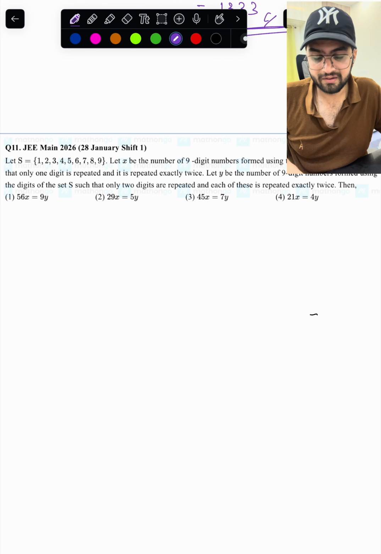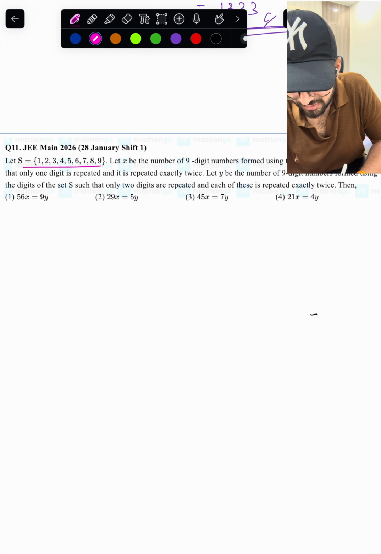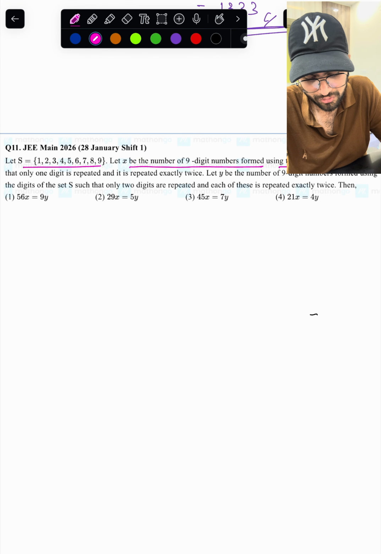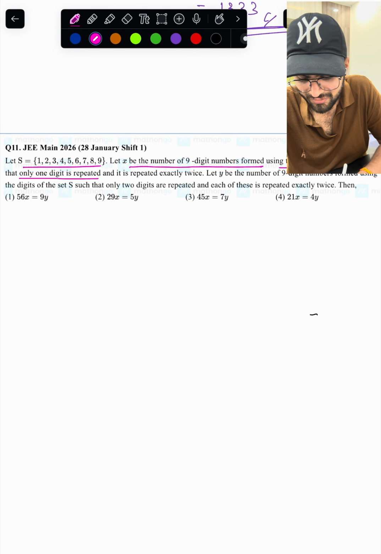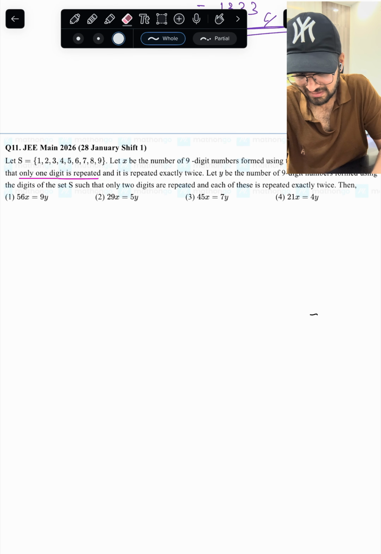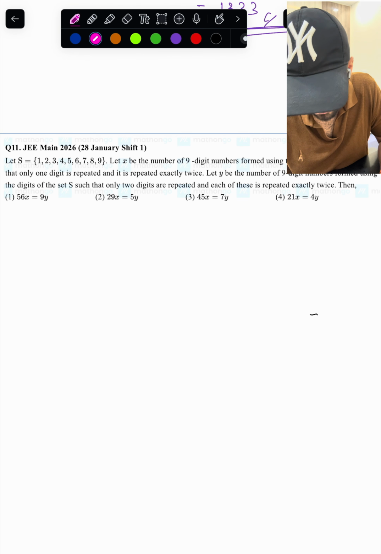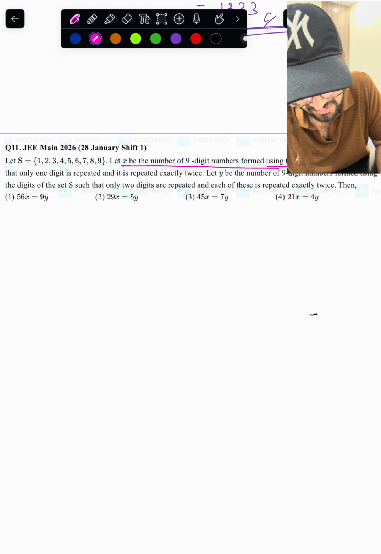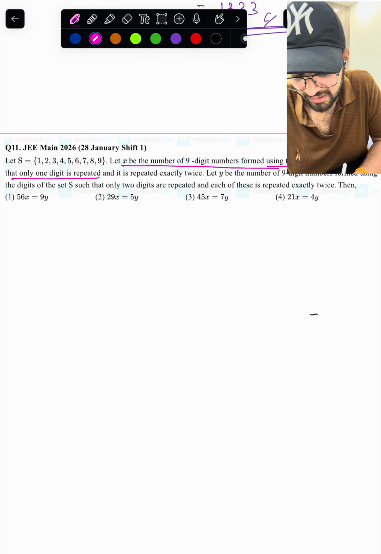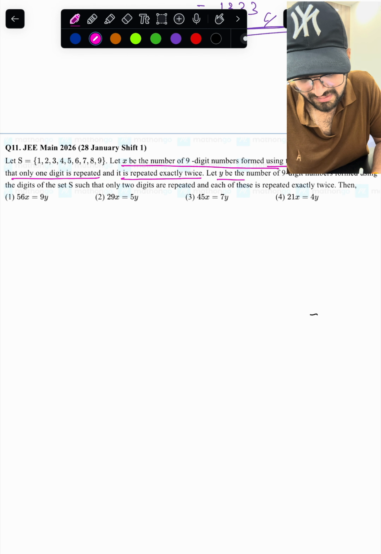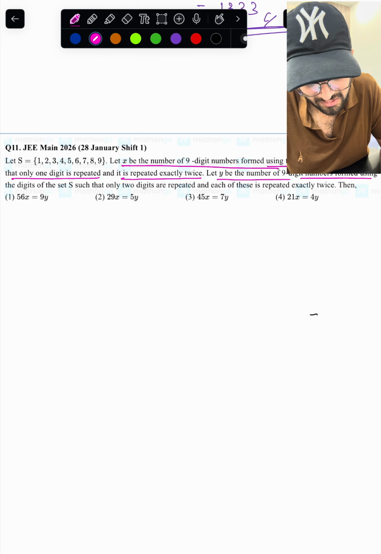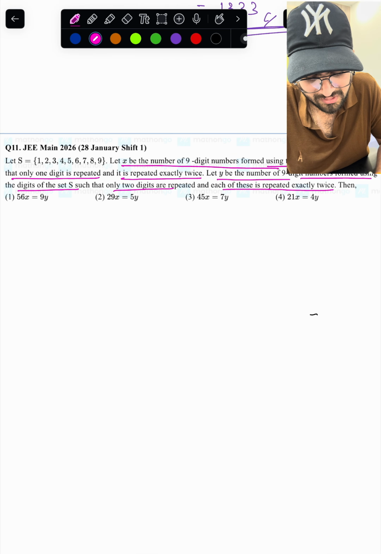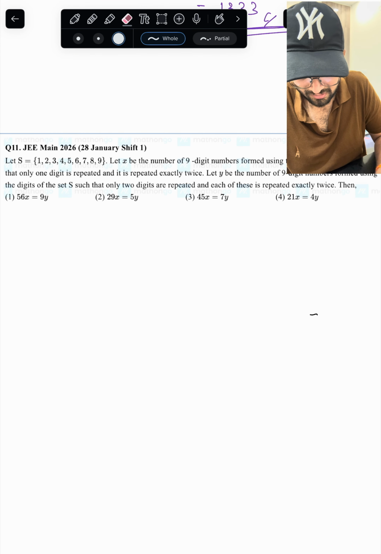Next, question number 11. So let S equal 1 to 9. Let X be the 9-digit numbers formed using the digits of the set S such that only one digit is repeated. It is repeated exactly twice. Let Y be the number of 9-digit numbers formed using digits of the set S such that only 2 digits are repeated and each of these is repeated exactly twice. Okay, the question is very clear.